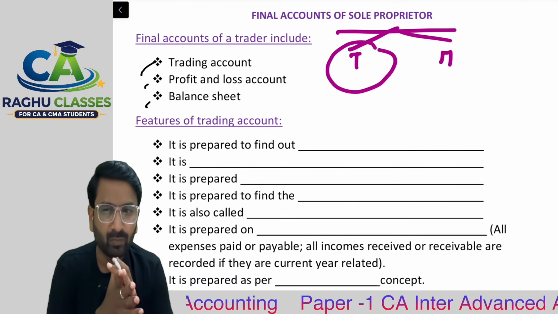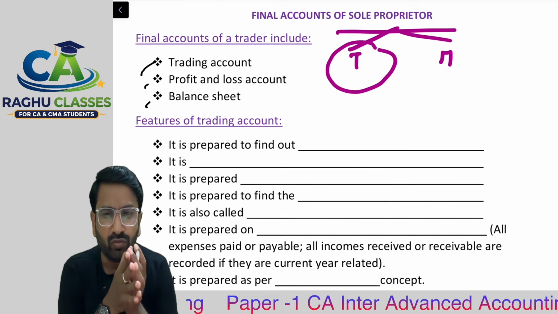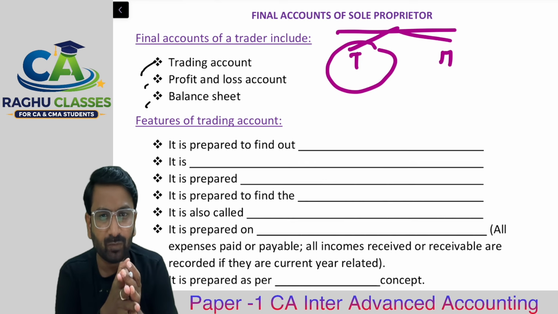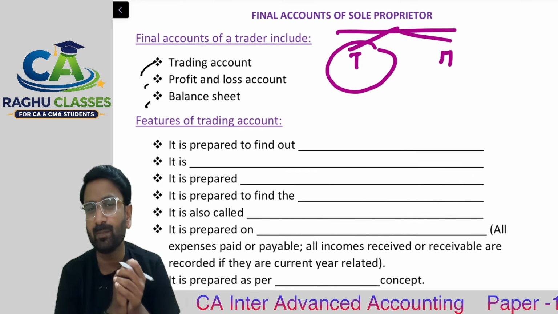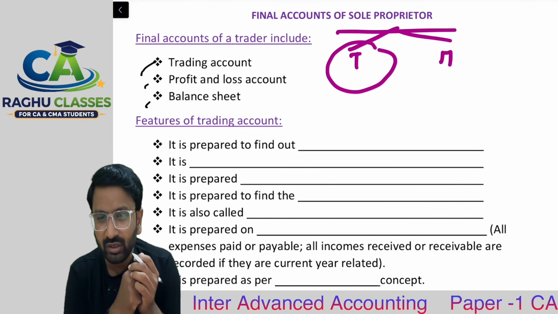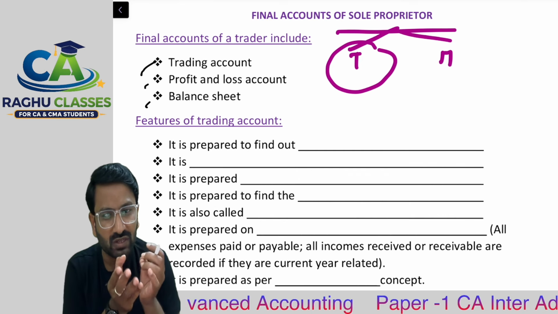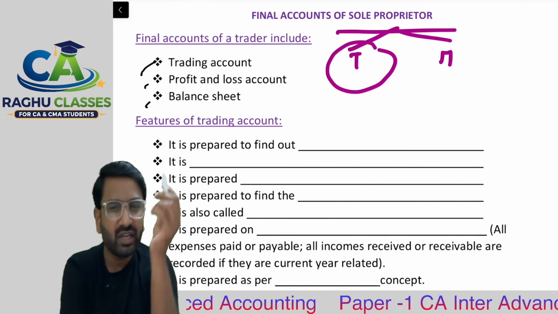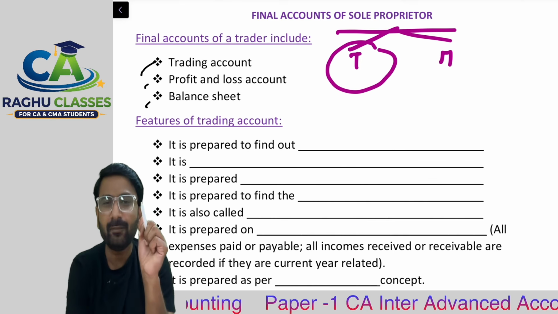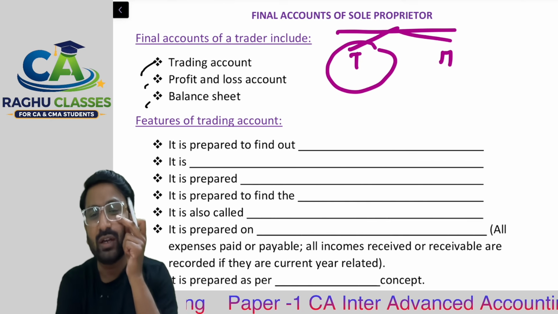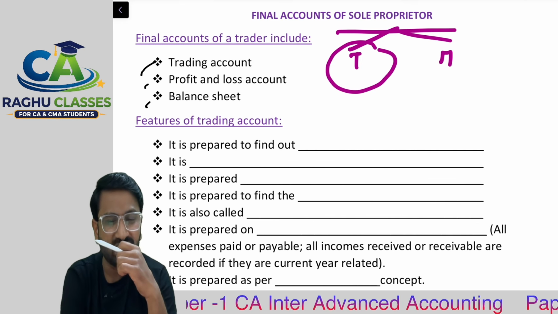Now, what is a trading account? We prepare this trading account to find out the gross profit of the business. If you want to find out the gross profit, you should compare your expenses with your incomes, I mean direct expenses and direct incomes. If your incomes are more, it's a profit. If your expenses are more, it's a loss. Since we are dealing with expenses and incomes, can we say the trading account is like a nominal account? Our intention is to find out the profit for the entire year, so we prepare the trading account for the entire year. Since we are finding the profit for the entire year, it's also called a period statement.